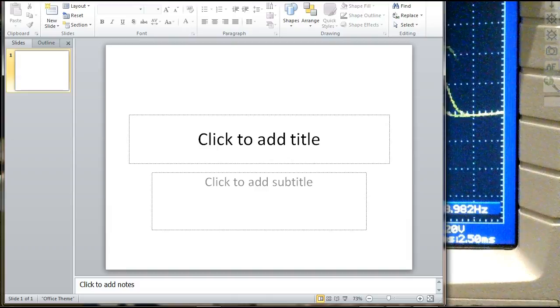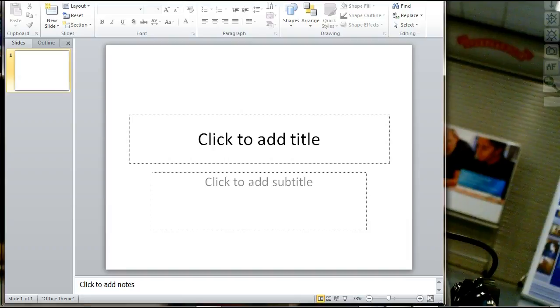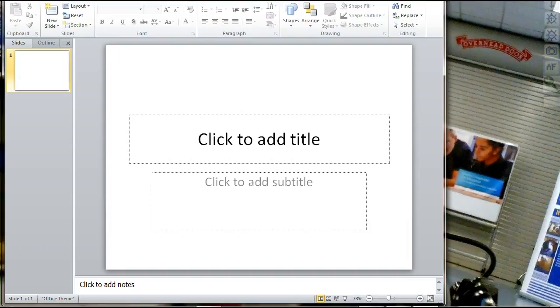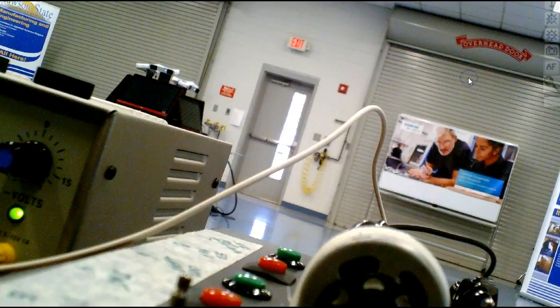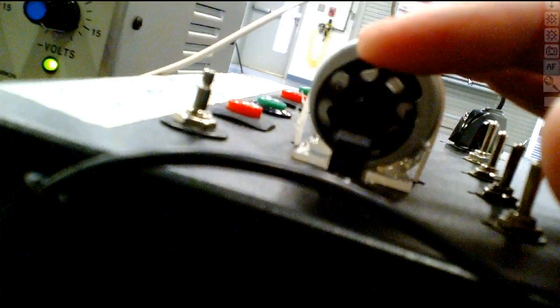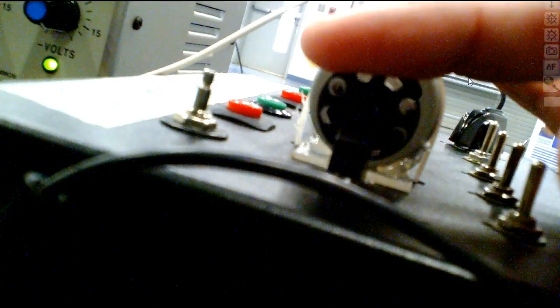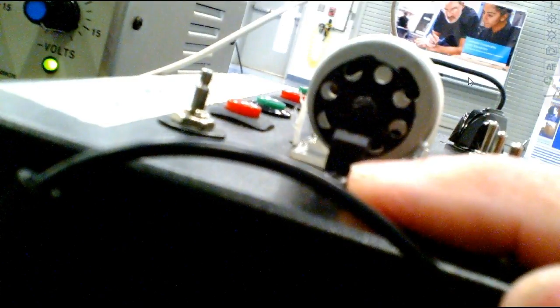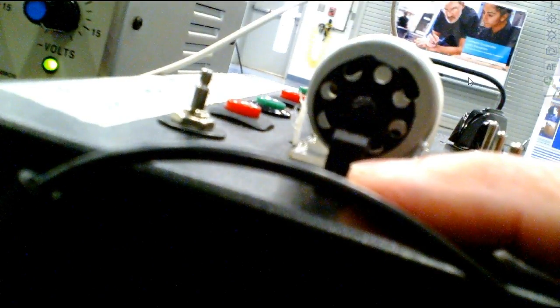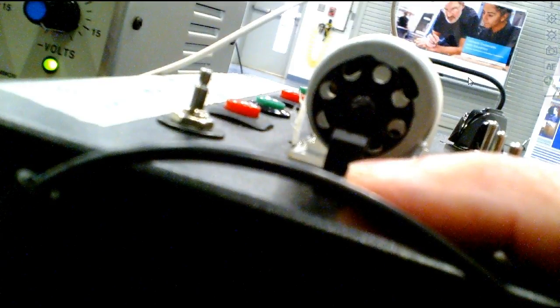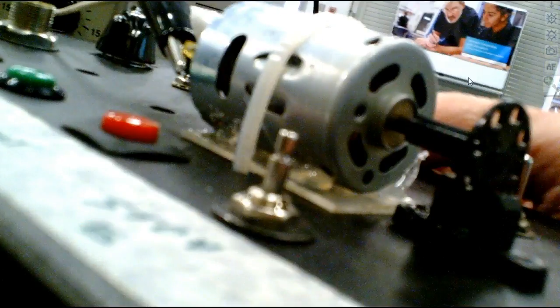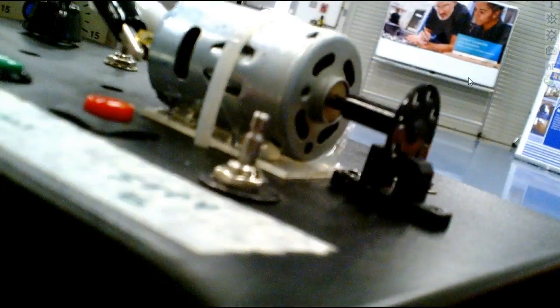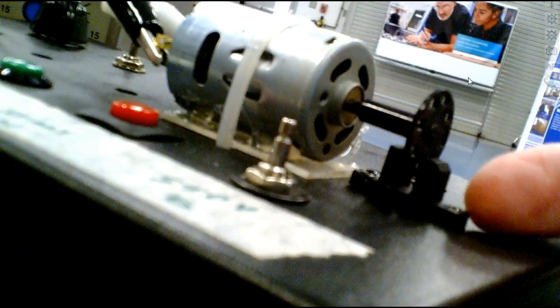So what we have here is an incremental encoder. See if this thing will focus in. This is the incremental encoder. Can y'all see the little eyes in there? This is a through the beam, but this unit right here is called an optical interrupter. It's basically a through the beam sensor, it's just that the two units are built into each other. So one side is the transmitter, one side is the receiver.